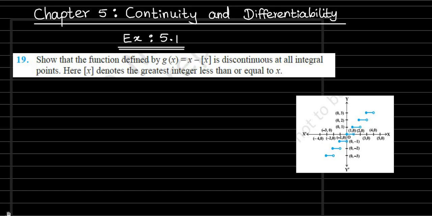Okay, so here show that the function defined by g of x equal to x minus greater integer of x is discontinuous at all integral points. So the given g of x is discontinuous at all integral points, that we have to prove. And what is the greater integer of x stands for? That is they have given here. Okay. And before showing the proof, let's study about what is greater integer function. So some small intro about it, then we can prove the given part.